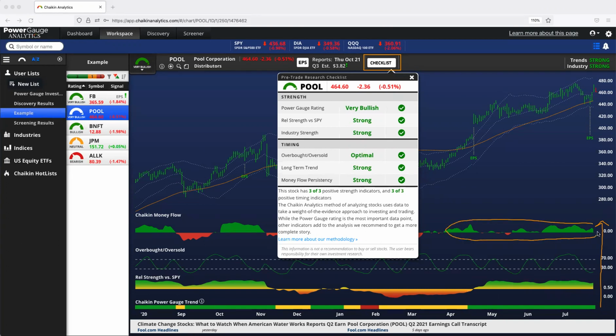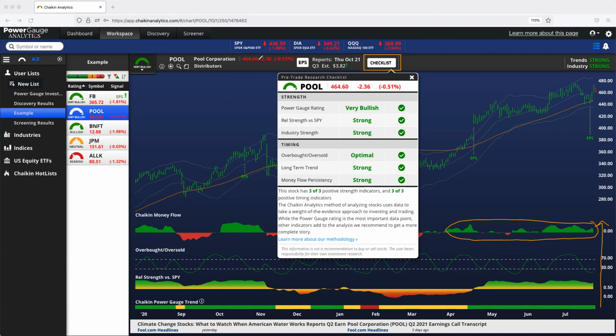Money flow is a proxy calculation that tells us whether or not large institutions are accumulating or distributing this stock. In other words, are the large institutions that move the market buying this up, or are they selling it off? We want to be on the same side as the smart money, as the big institutions.